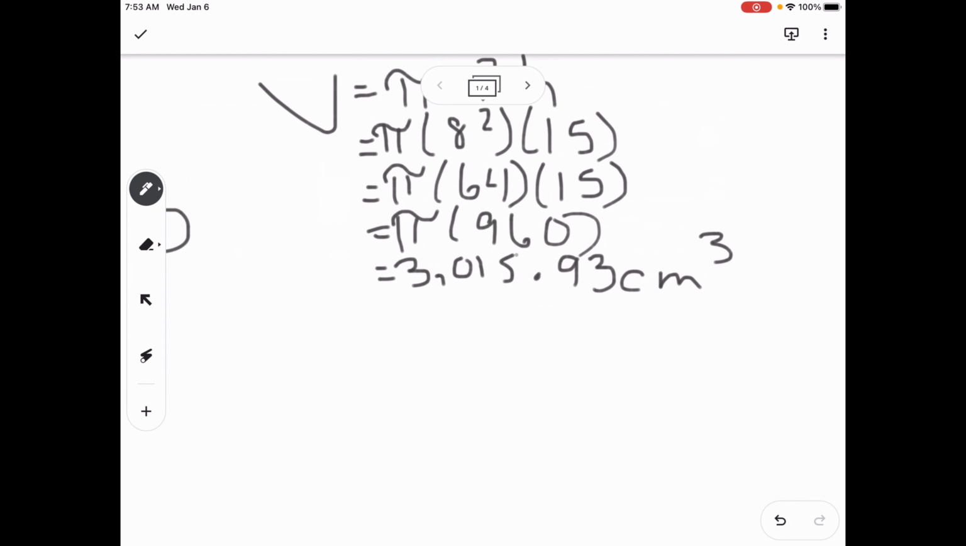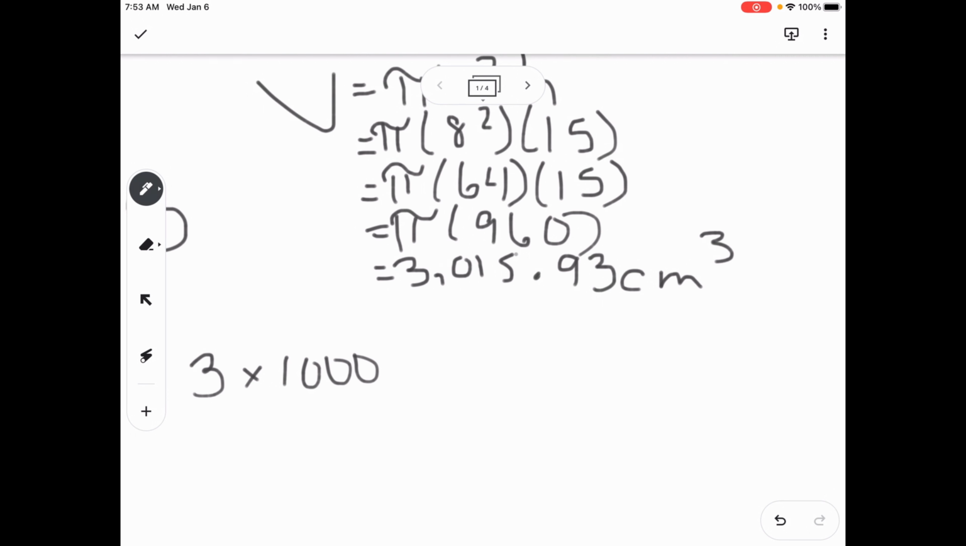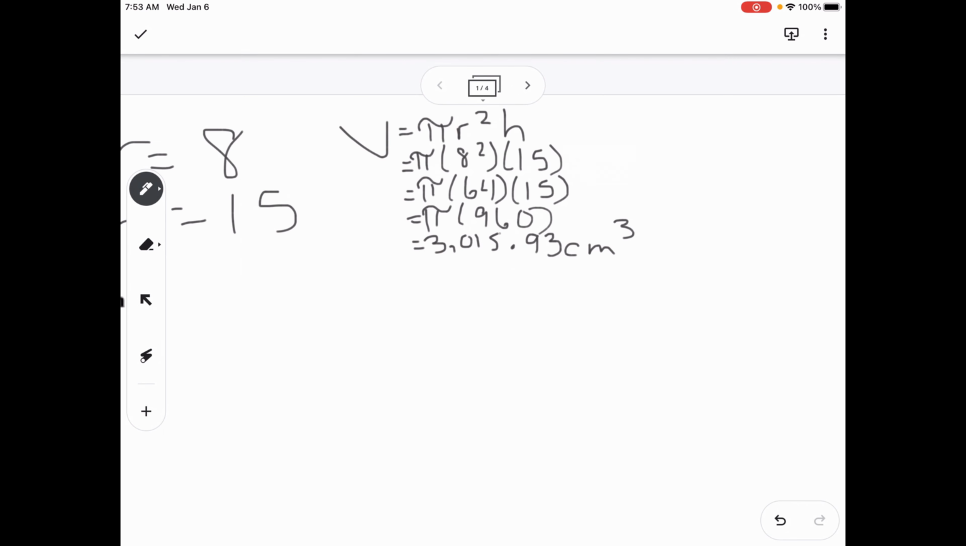This one we can easily estimate as well, because we know that pi is close to 3 as a friendly number, and 960 is close to 1,000 as a friendly number, and 3 times 1,000 is equal to 3,000. So because our number is very close to this, our number is reasonable and makes sense. Okay, remember that when we are working with volume, we are looking at cubed, which means we use units to the power of 3.